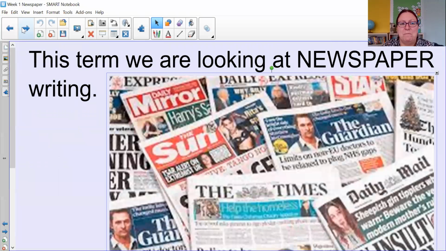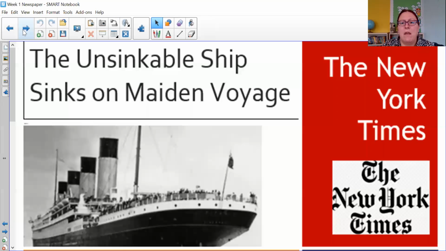Okay, let's carry on. So here is a picture of some examples of newspapers. It would be really good if you have newspapers at home that you can have a look through them and see if you can identify some of the things that we speak about today. You might also want to have a look online to see if there are any children's newspaper articles that you can read as well. So Newsround would be a good place to start.